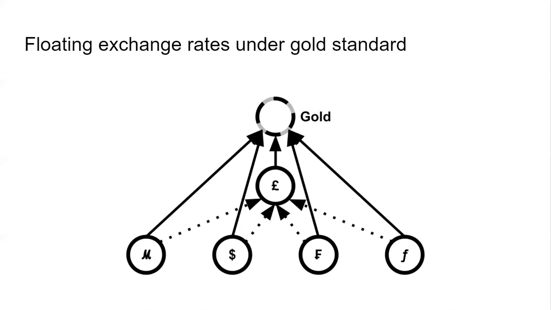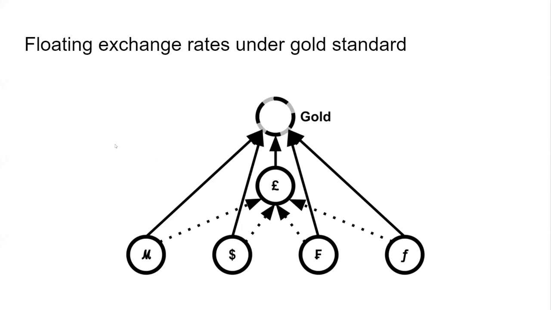So now this is the second to last slide. Here again, we're showing the gold standard as a floating exchange rate system. Down here are the floating exchange rates. The pound sterling is at the top of the money hierarchy. Well, actually gold, I suppose, is at the top of the money hierarchy because we're still thinking of gold as money here. So everyone's pegged to gold 1-to-1, but there's still floating exchange rates between the individual currencies due to the gold points, et cetera.